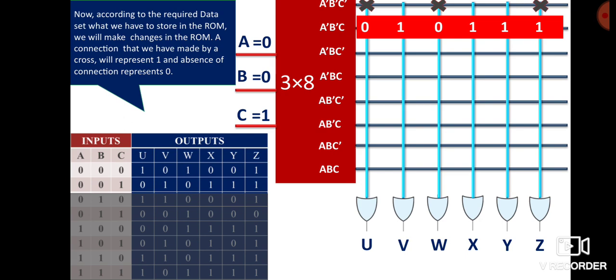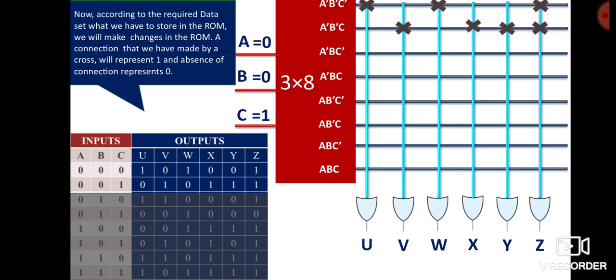So, in other words, you can say I want my V, X, Y and Z to be 1, and the rest of the outputs I want to be 0. So as I have told you, I will make a cross connection where I want a 1, and I will leave the rest of the connections. So here we go. See, I have made a cross at V, X, Y and Z. Okay, similarly you can proceed further and you can complete the rest of the design.